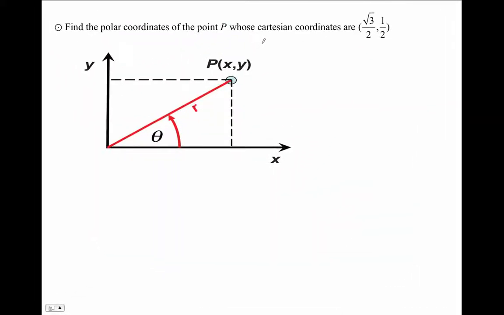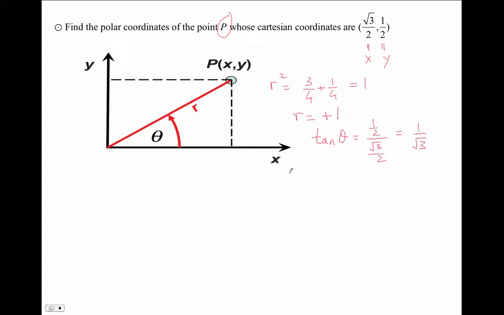Let's first see how these ideas work out for a simple example. We've been asked to find the polar coordinates of the point P, whose Cartesian coordinates are x equals square root of 3 over 2 and y equals 1 over 2. We'll calculate r squared, which is x squared plus y squared. That's 3 over 4 plus 1 over 4, which is 1. And remembering that we take only the positive root, we get r is plus 1. What about theta? We can see that tan theta, which is y over x, is 1 over 2 over square root of 3 over 2, and that is 1 over square root of 3.